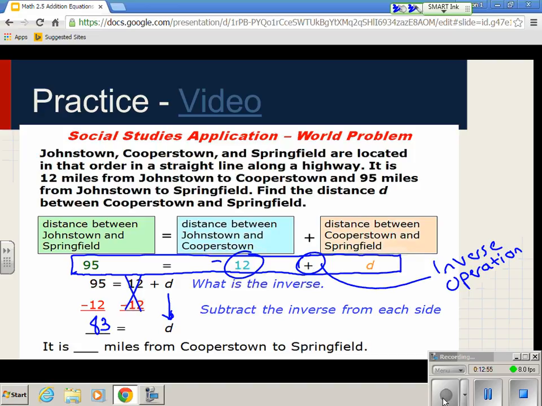So how far is it from Cooperstown to Springfield? 83 miles. Make sure you write that down if you haven't yet before you move on.